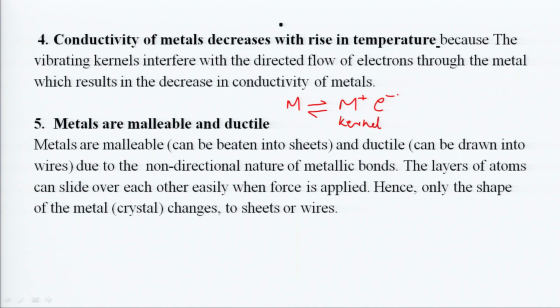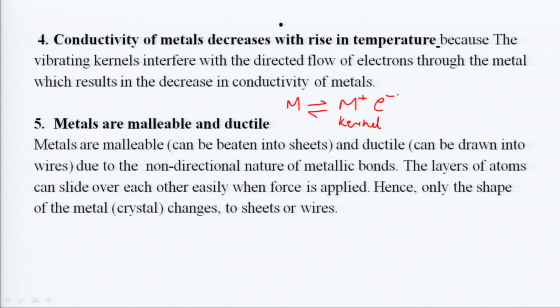Okay, so now when you heat it up, these electrons move fast and the kernels also start vibrating fast. So when these kernels start vibrating fast, they hinder the flow of electrons. They come into the passage of flow of electrons, and the more you heat, the more is the movement in kernels, and therefore the more they hinder the flow of electrons, and hence with rise in temperature the electrical conductivity decreases, and this is an explanation, please remember it.